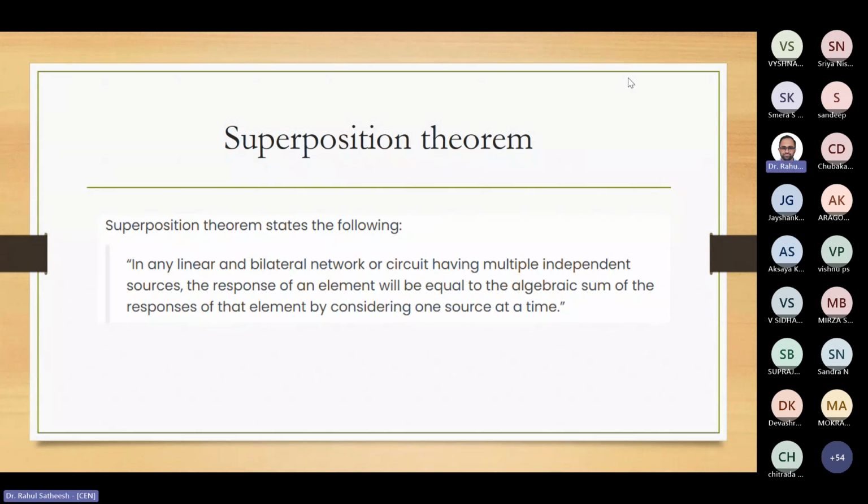If the network has two or three sources, considering one source at a time gives us two or three cases. We add them, and we get the summation of that current or voltage at the end. That is the superposition theorem. We will look into a problem to understand it better.